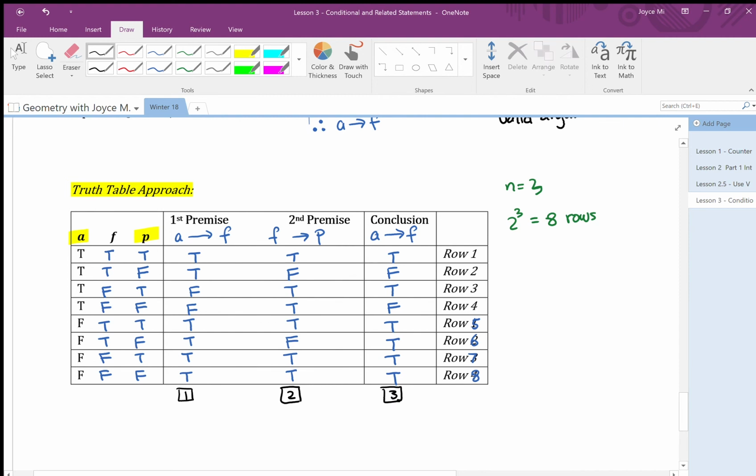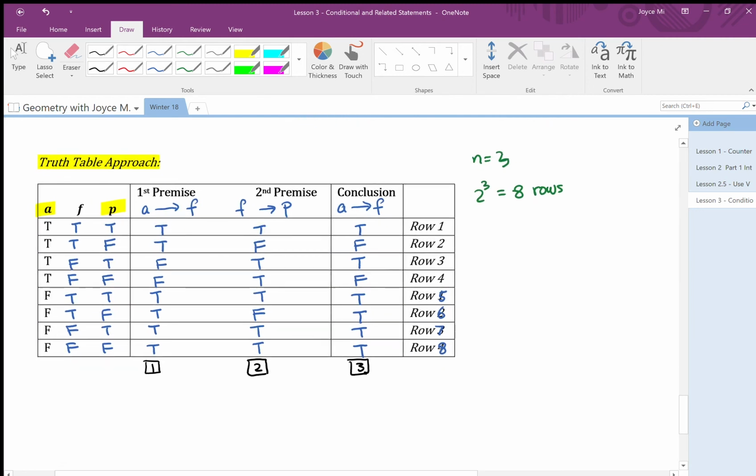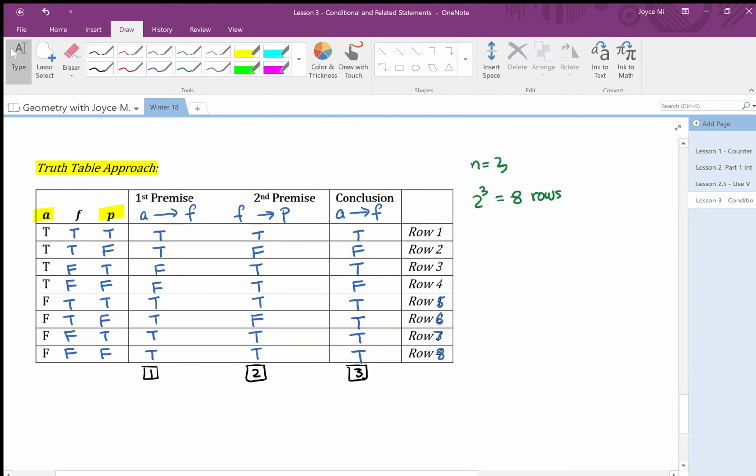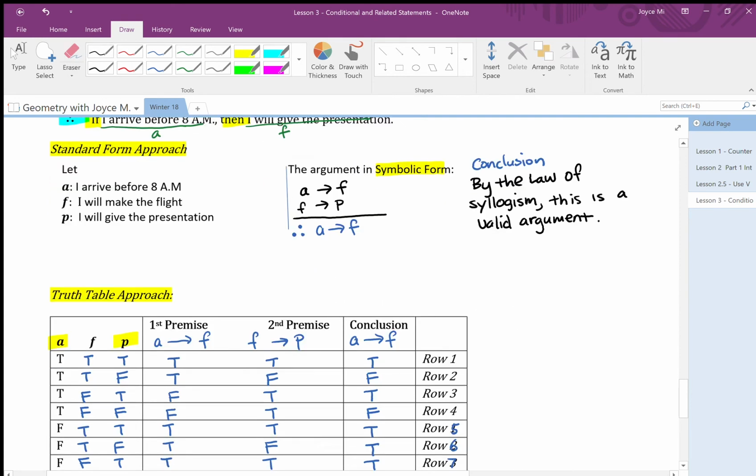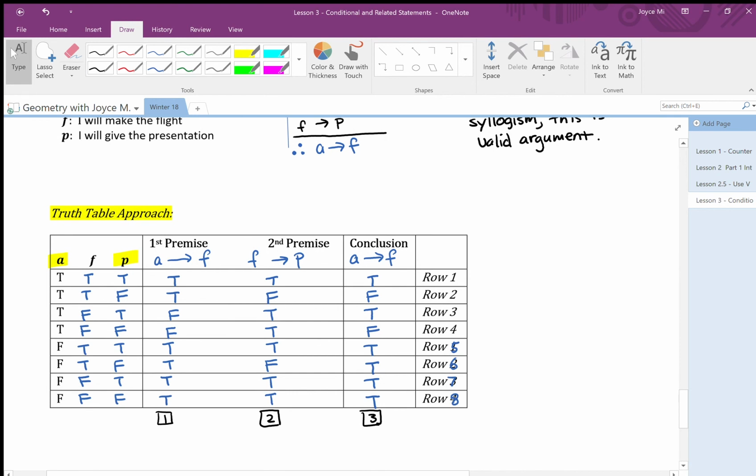I complete the truth table. But what does the truth table tell me here? Remember, my goal is to determine whether this argument is valid or not using the truth table. So I'm not done yet. We recall that an argument is valid using a truth table if whenever the premises are true, my conclusion must be true. So first, I need to locate the rows where both premises are true. Let's look for them.